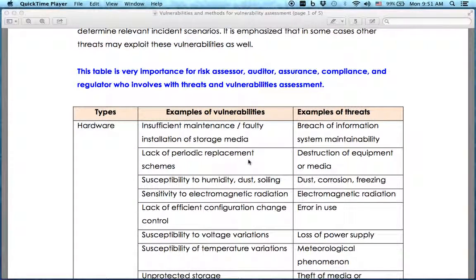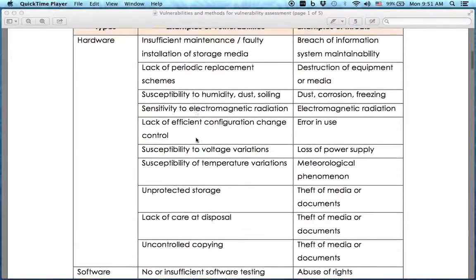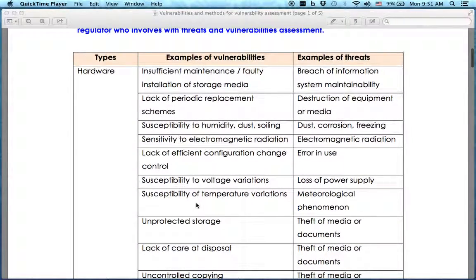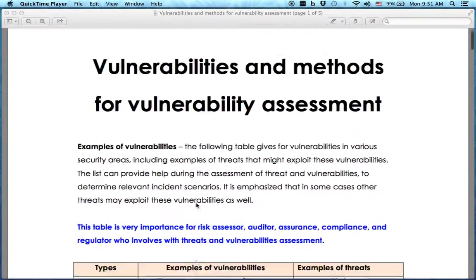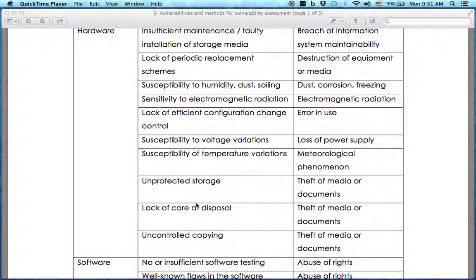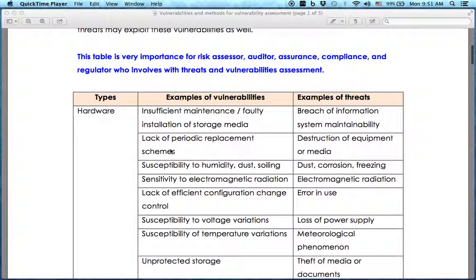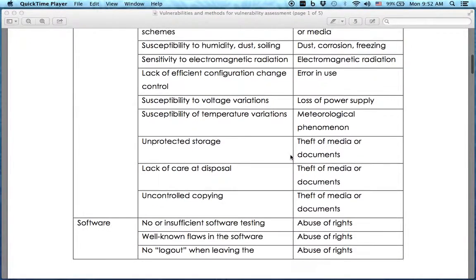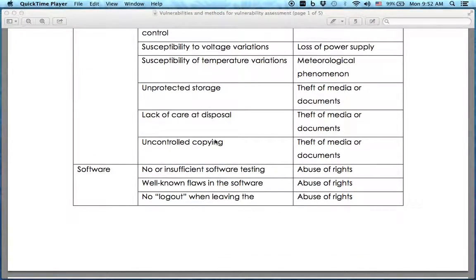For example, number one, I just quote a few critical areas because there are a lot, the areas that you always challenge with. For example, unprotected storage. What is the threat? The threat is theft of media or document. Lack of periodic replacement scheme: the threat is destruction of equipment or media. Uncontrolled copying: the threat is theft of media or document.